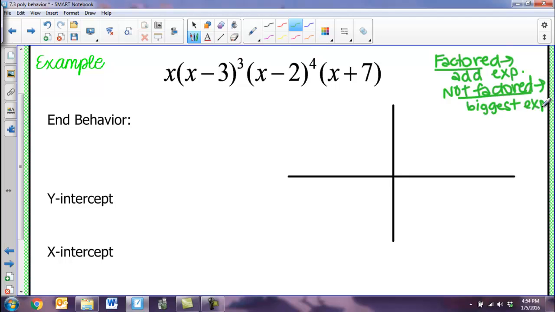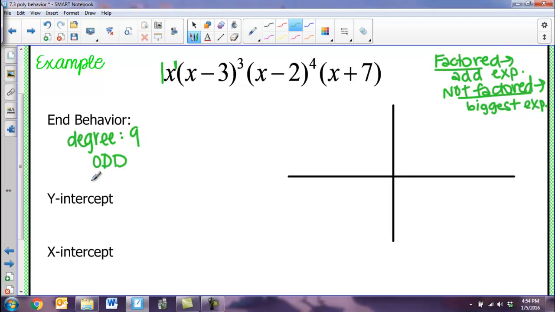So since this is factored, it's pretty straightforward. This factor has an exponent of 1, so I have 1 plus 3 is 4, plus 4 is 8, plus 1 is 9. So I have degree 9, which means that I have an odd degree. And then I look at the numbers in front of my x's, so the one in front of my highest exponent is just going to be 1.